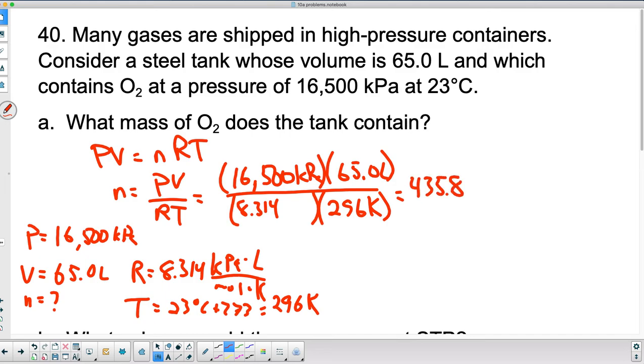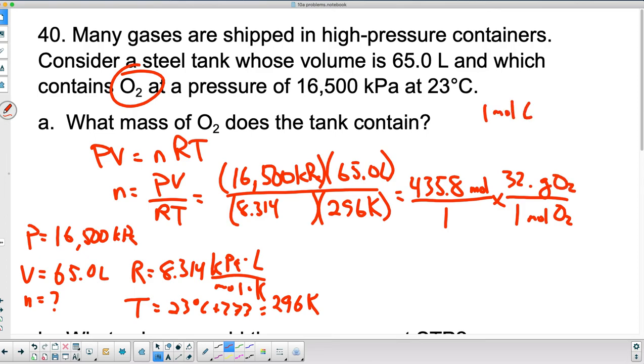So I get then the number of moles is 435.8, and I'm going to keep that in my calculator, because what I'm going to do then is multiply by O2, which is 32 grams per 1 mole of O2. 1 mole of oxygen atoms is 16 grams, and if you have 1 mole of O2, that's twice that, which is 32 grams. So I'm going to multiply times 32, which equals the amount of oxygen we have in mass of grams.